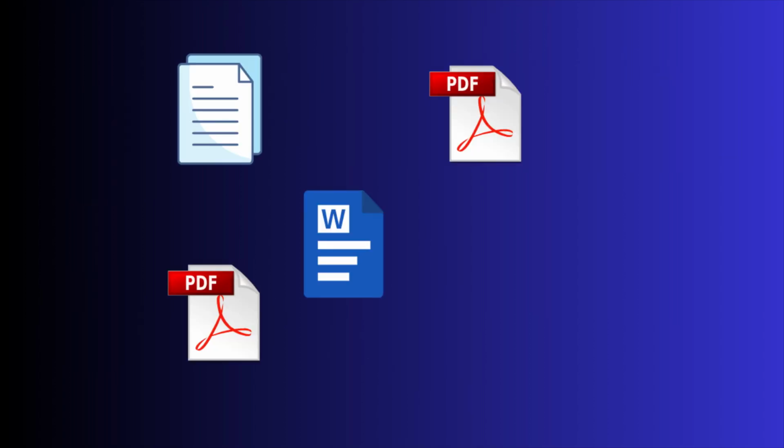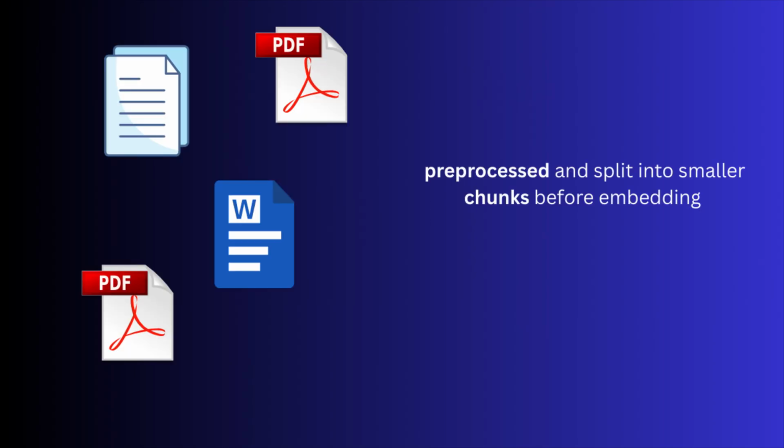Usually, documents like PDFs and docs are long and unstructured. So here the problem is large language models cannot embed or retrieve very long documents effectively. To solve this, documents must be preprocessed and split into smaller chunks before embedding. So chunking is an important step in RAG.